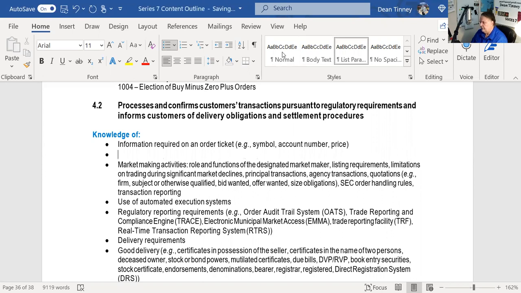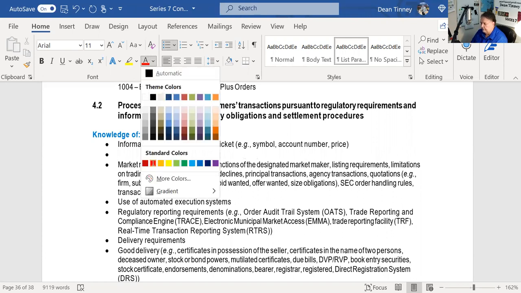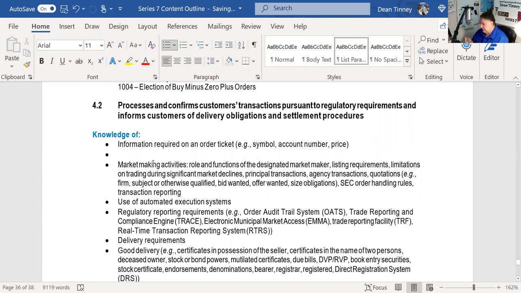Did you see here the symbol, the account number, price? If they're using a market order, the price wouldn't be on the order ticket. It would say market, right? But if they're using a limit order, then they'll tell us what their limit is. As a buyer, their price or less. As a seller, their price or more.